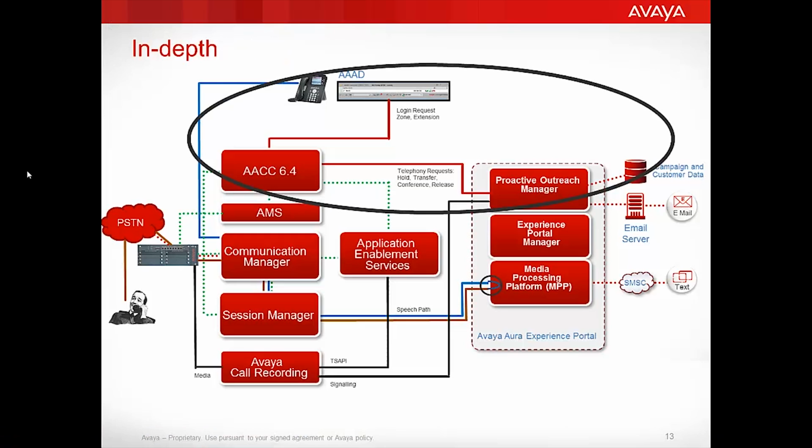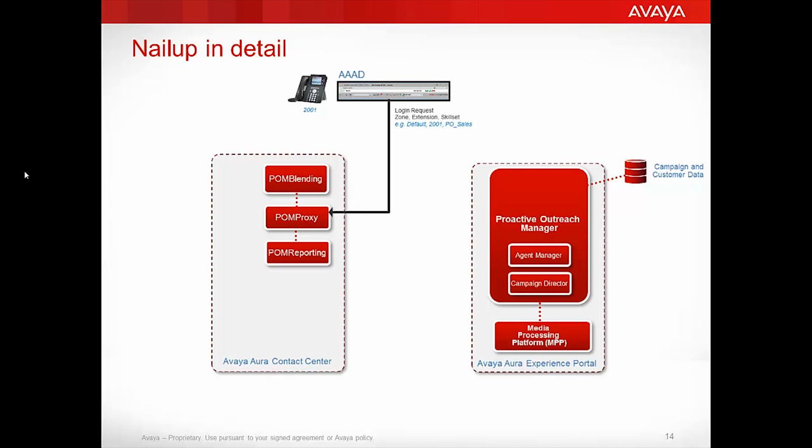Now we'll take a look in greater depth at the AACC 6.4 components and how it interacts with Proactive Outreach Manager. If we look at the nailup in more detail, the initial login request from the agent will contain the zone, for example in this case called default, the extension, which is the agent's phone extension, and the initial POM skill set to which the agent is assigned, in this case PO sales. That login request is sent to the POM proxy service on the AACC multimedia server.